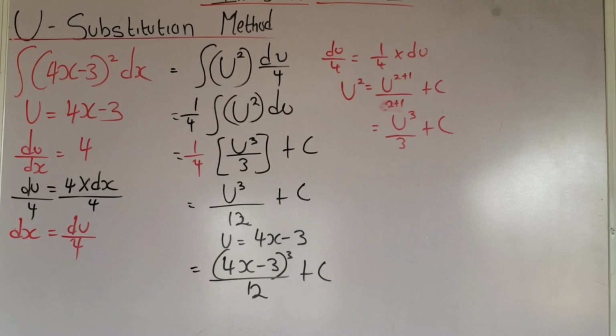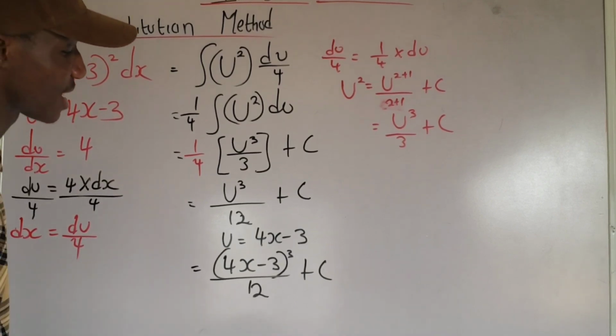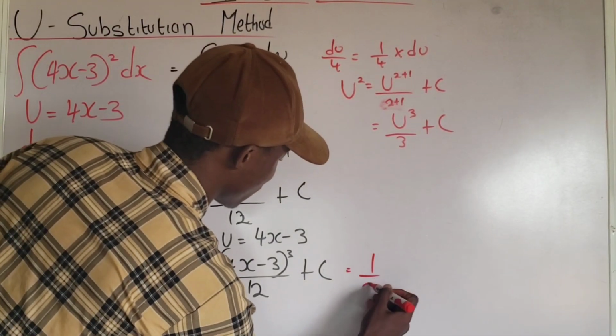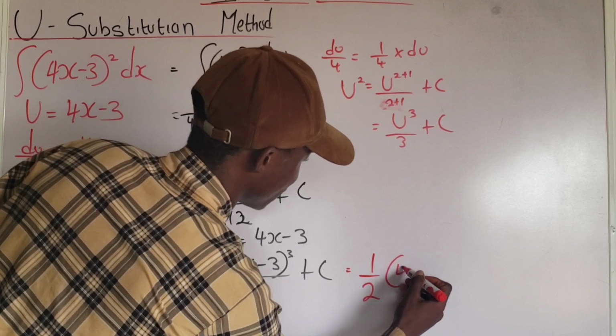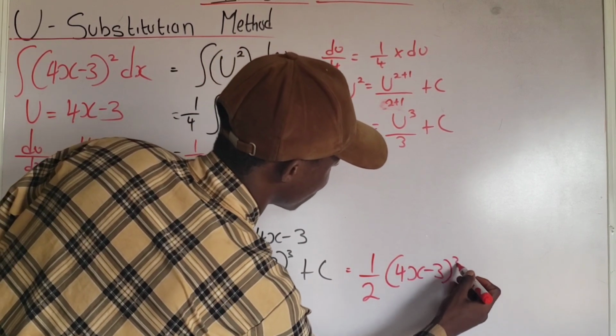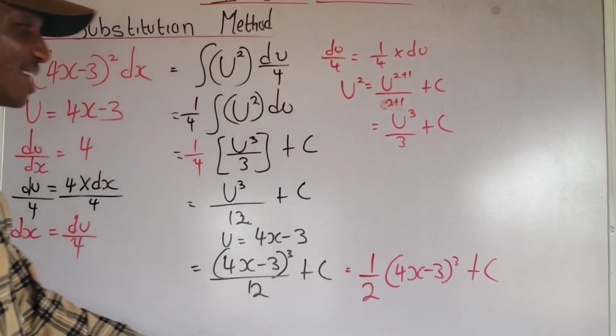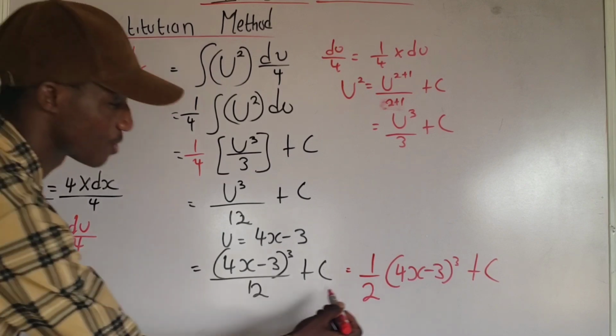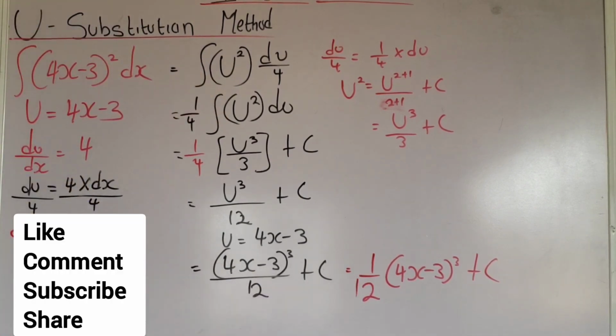Okay? And in some cases, you can rewrite your answer like this: 1 over 12 into bracket (4x minus 3) raised to the power of 3 plus c. It is still the same thing. Whether you leave your answer like this or you leave your answer like this, you're still correct, okay?